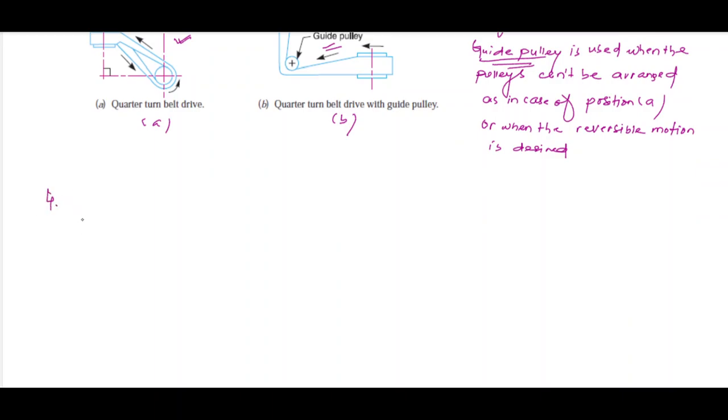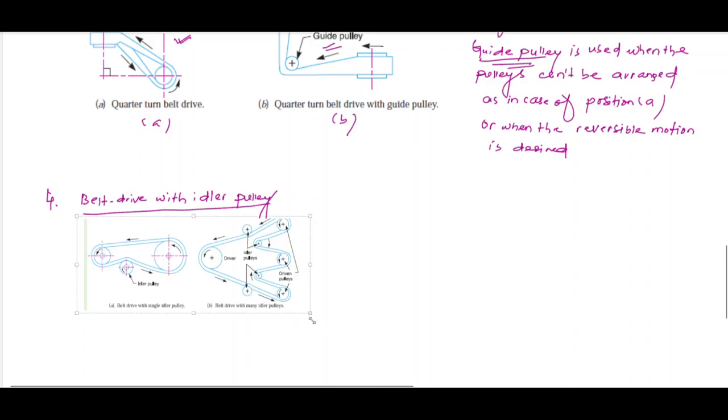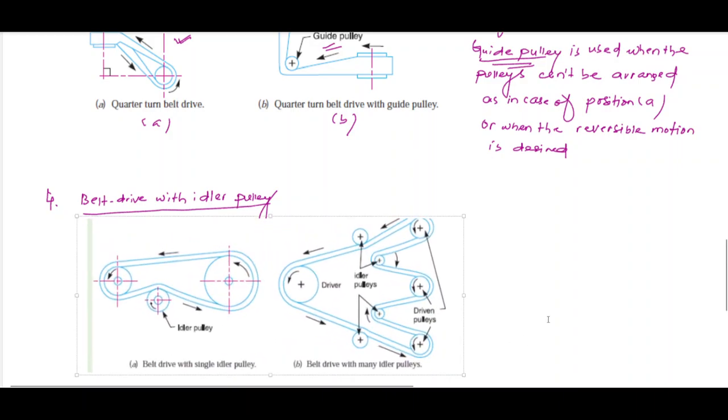Then the fourth category is belt drive with idler pulley. So the schematic of this category, here you can see, it is of this kind.